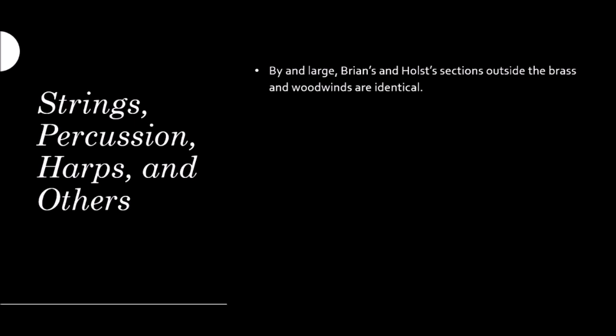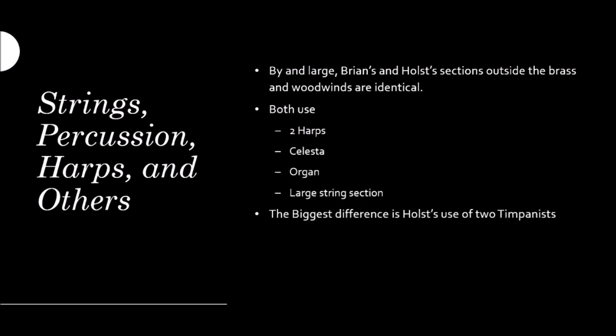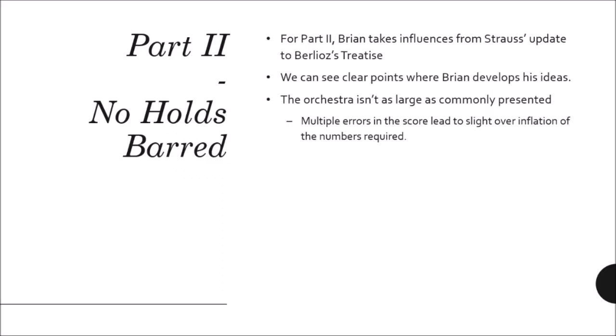Strings, percussion, harps, and others. By and large, they're pretty much identical between the two groups. Both use 2 harps, celesta, organ, large string section. The biggest difference is actually Holst's section is a little bit bigger. He uses 2 timpanists.